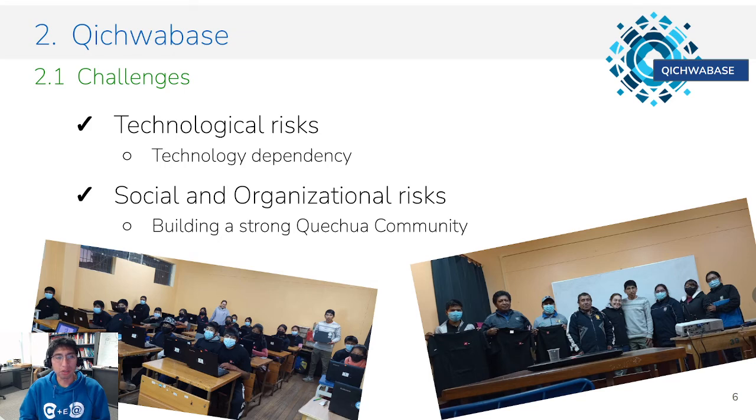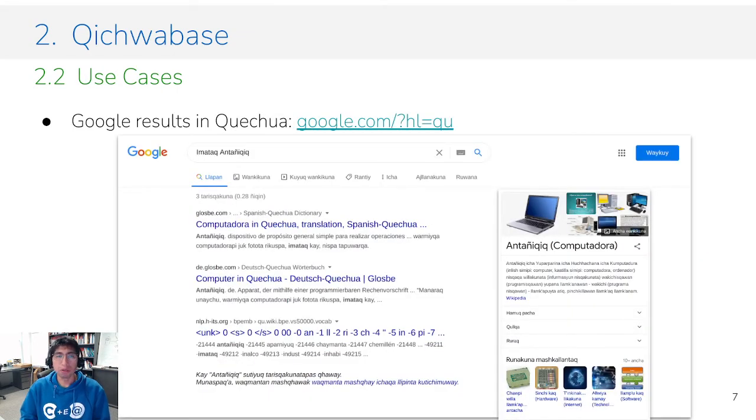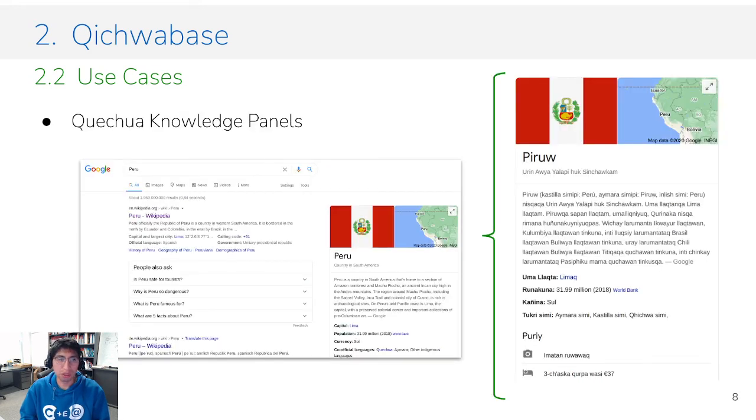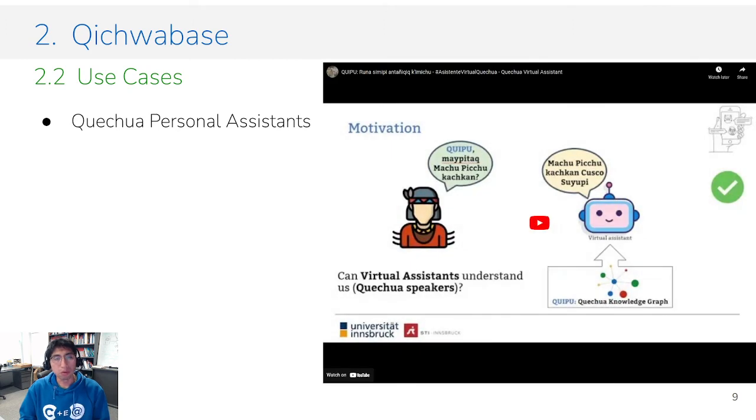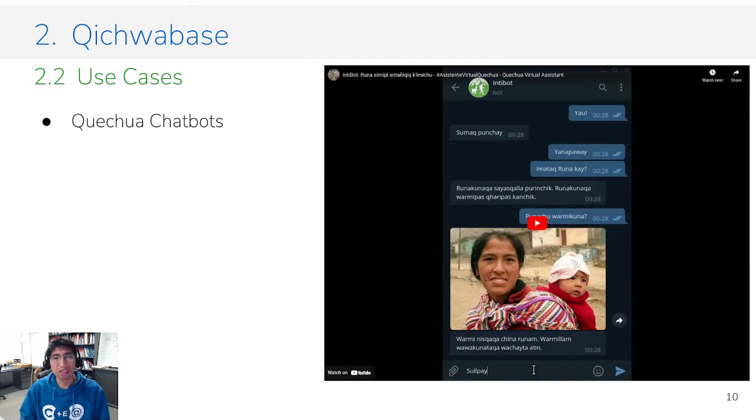As the next steps, for Qichwabase as a Wikibase instance, we are providing structured data on the web so it could be retrieved by search engines. So at the end we could envision having these knowledge panels as a result in a search engine. We also want to develop some personal assistants and chatbots, all in order to bring the Quechua knowledge and language to the Quechua community, and thanks to Wikibase.